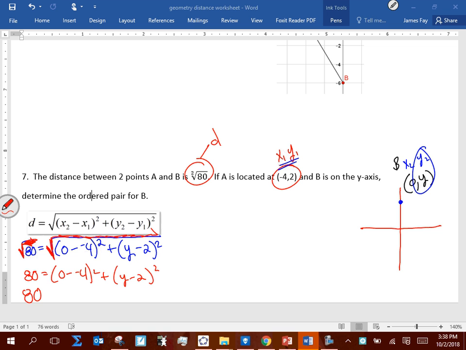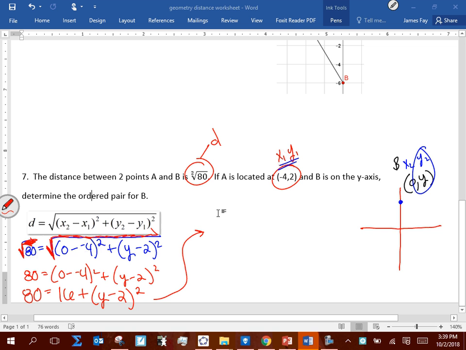This turns into 80. This becomes positive 4 squared, which is 16, plus then y minus 2 squared. Bring this work over here. We're going to try to isolate the y minus 2 squared. We need to get to that variable, so we'll subtract 16 from both sides.